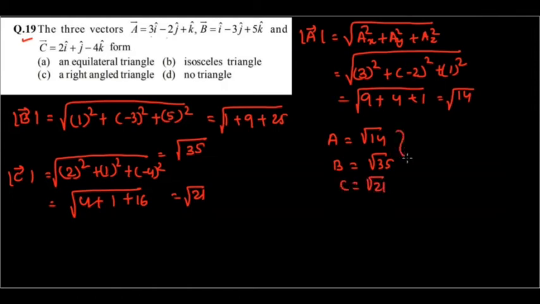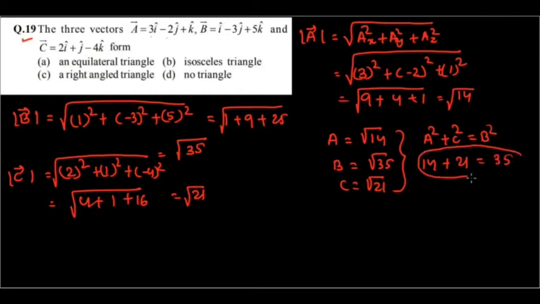If you look at these values, one thing will come to your mind: A square plus C square equal to B square, because A square will be 14, C square will be 21, and B square is 35. So 14 plus 21 equal to 35. It means the sum of squares of two sides is equal to the square of the third side, and this is nothing but the Pythagoras theorem. It means the three vectors will form a right angle triangle, like this.